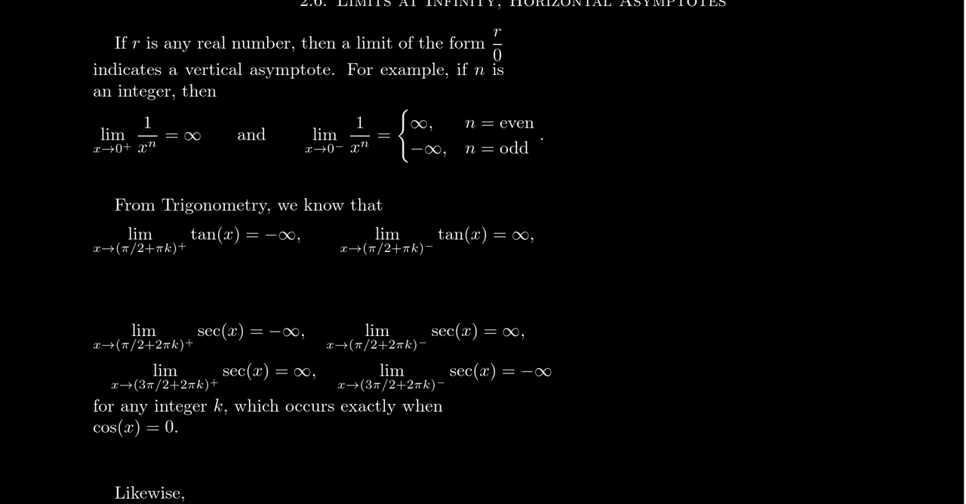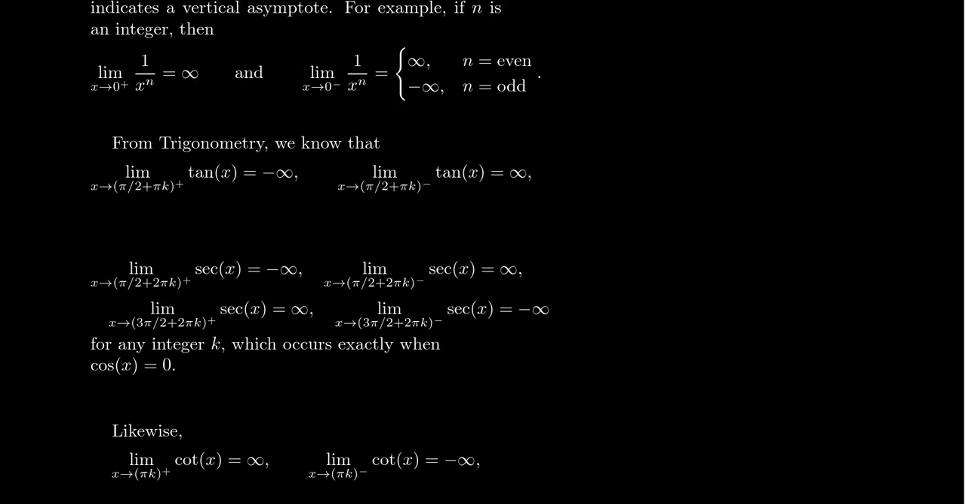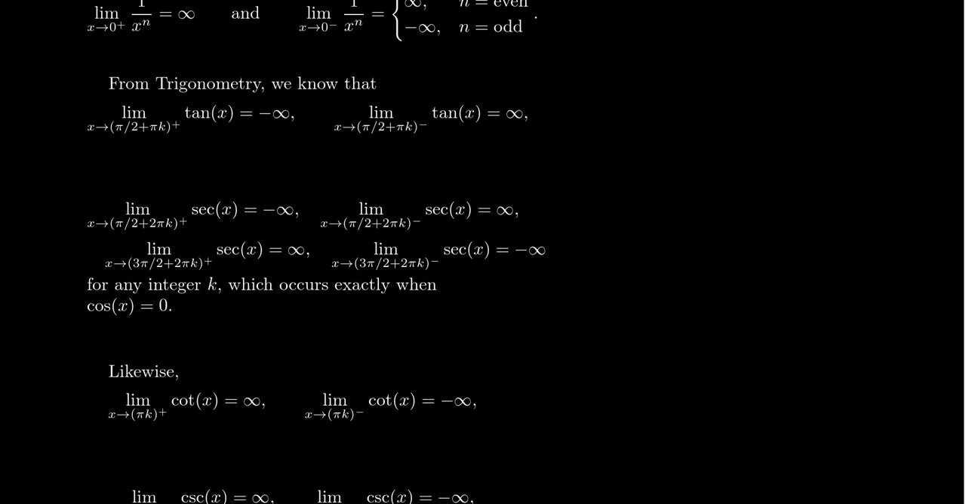So while sine and cosine don't have any vertical asymptotes, the other four trigonometric functions do. So imagine tangent, for example. Tangent, if you approach pi halves plus pi k, where k is any integer, from the right, you're going to get negative infinity. But if you approach pi halves plus pi k from the left, then you're going to get positive infinity. That can be very difficult to remember. It's almost like a random guess that you're going to be right half the time, but also wrong half the time.